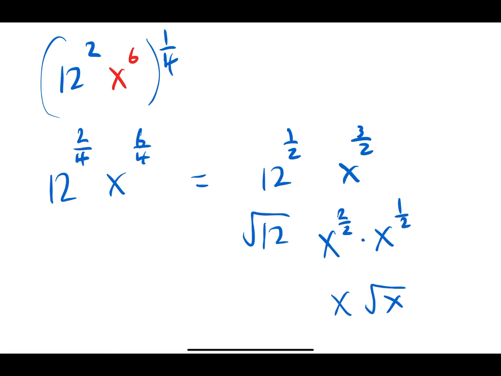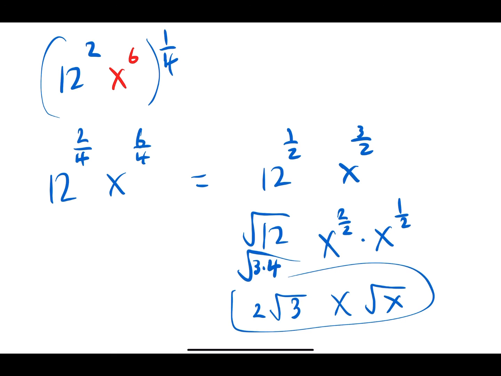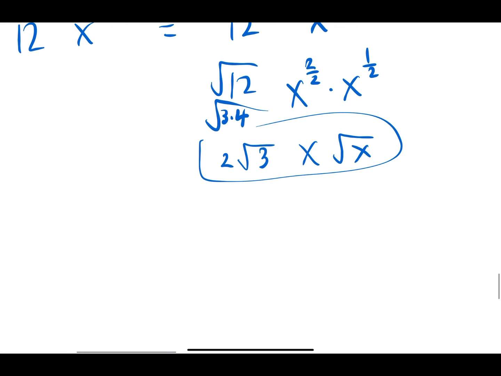Are there any perfect squares in 12? It happens to contain a 4 in there, so it's 3 times 4. Square root of 12 is square root of 4 is 2. So 2 square roots of 3. Last thing I would want to do is combine these roots. So we have 2 times x times the square root of 3x.